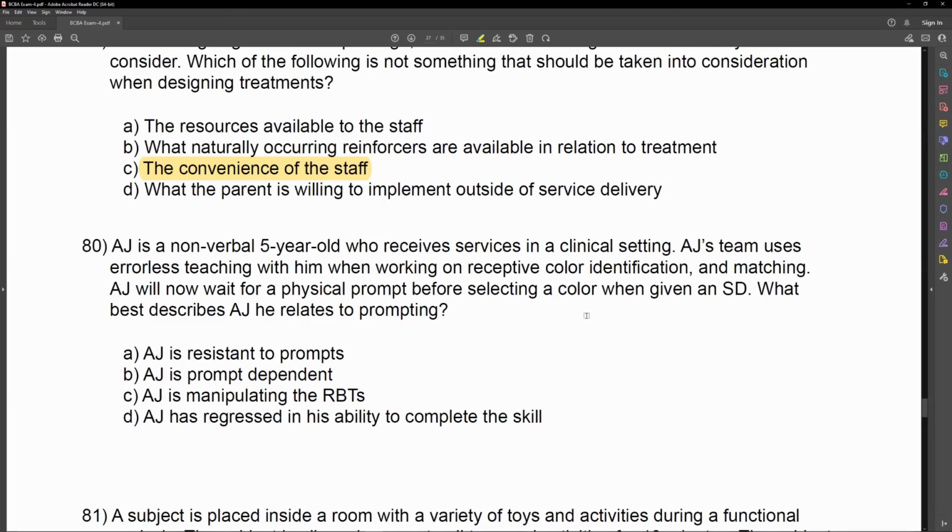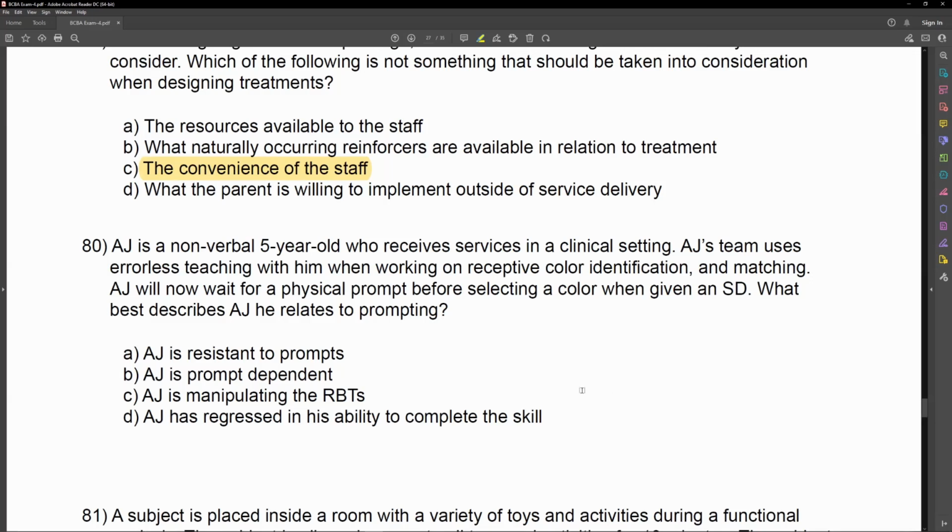Okay. B, AJ is prompt dependent. Is AJ dependent on a physical prompt to select a color? It appears so, right? If he's waiting for these physical prompts before selecting a color, he's most likely developed some sort of dependency on the prompt based on this errorless teaching. We now need to work to reduce and fade out these prompts, okay? So B looks like our best answer.